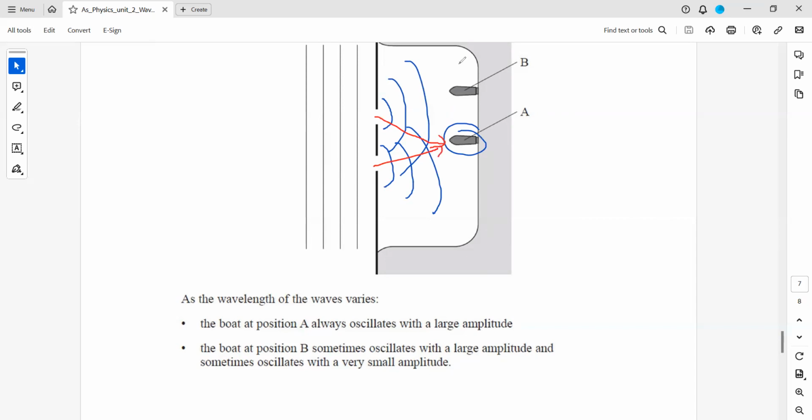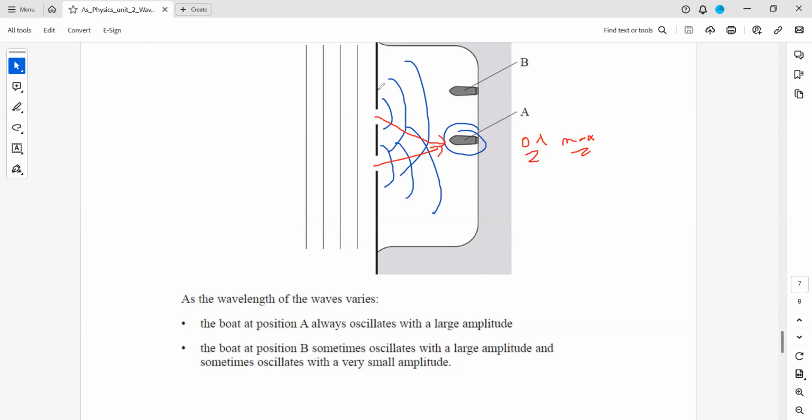So as they cover the same distance, they will always have a path difference of 0. When they have a path difference of 0, we'll always have a maxima. So A always experiences a maxima as the wave is passing. But what happened to B? B sometimes maxima, sometimes minima.